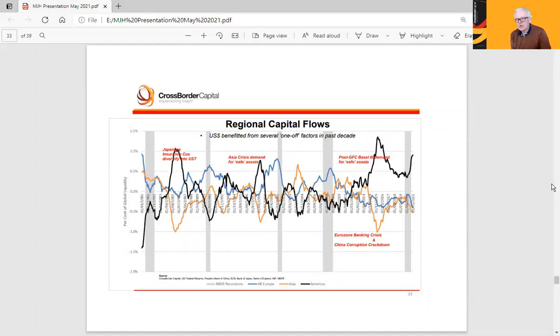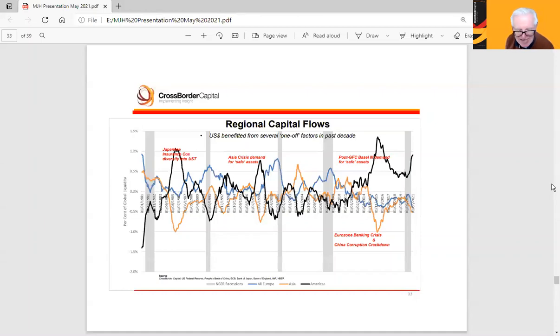And it's showing regional capital flows, with the black line illustrating the US or the Americas region, call that the dollar zone, the blue representing Europe or the euro, and the orange representing Asian currencies, call that the Chinese yuan and the yen. Now, what you can see are 3 spikes that we've illustrated there.